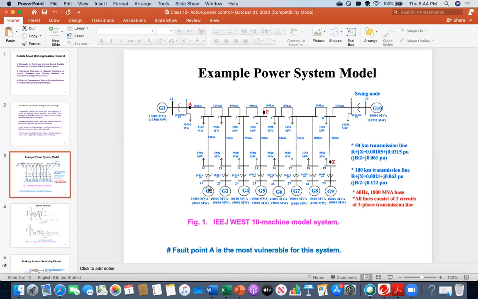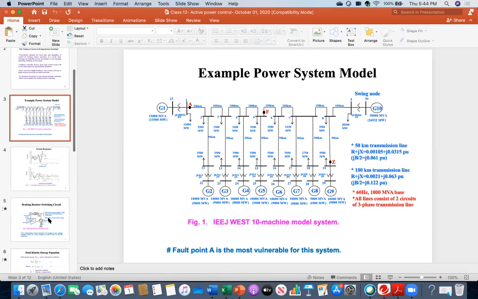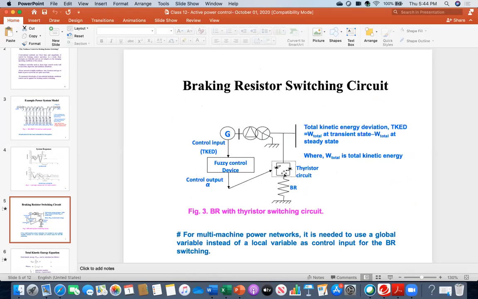Now the question is, when we will be applying the fuzzy logic controller for that braking resistor, what should be my input? For example, before I showed you, probably you remember in other classes, what was the input? Today, you see, I have written TKED. TKED means total kinetic energy deviation. Today, I have changed the input. I am going to explain why I changed this one.